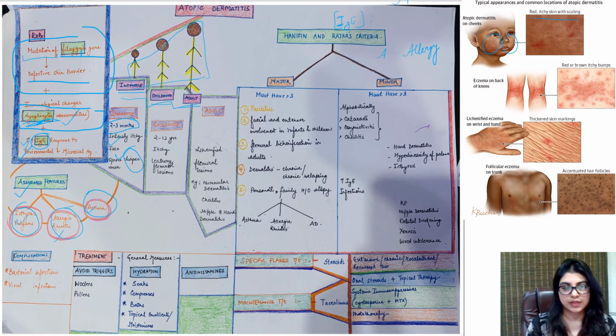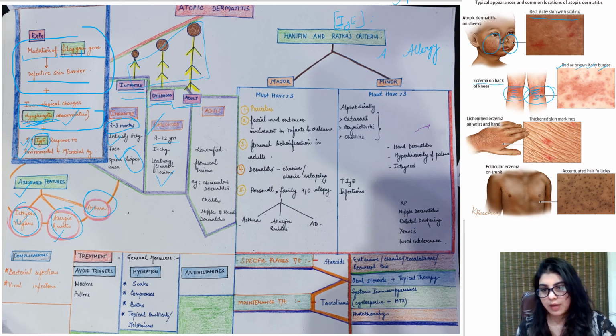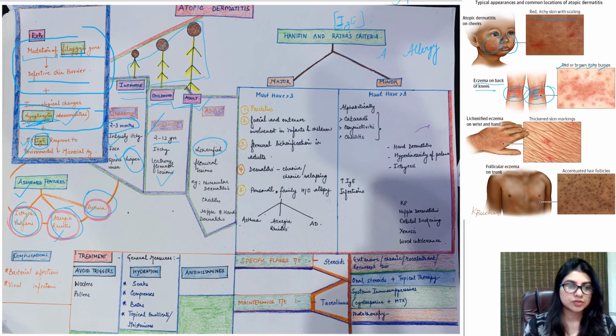Now the next phase of life is childhood phase. Again, for atopic dermatitis, it is the same thing, 2 to 12 years. Again, very itchy and leathery flexural lesions. These are the flexures of the body, back of your knee, very itchy, red, swollen, and they're bumpy, red, brown, itchy, bumpy, and eczema on the back of the knees. So this is childhood phase, and then adult phase. Again, lichenified means thickened because of the constant scratching.